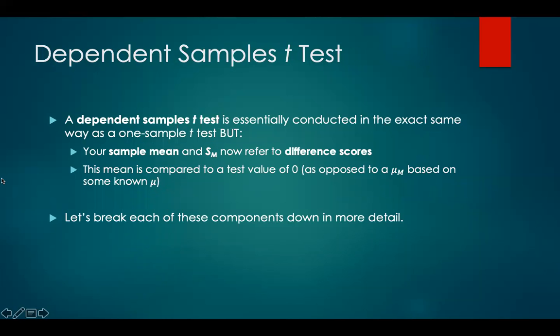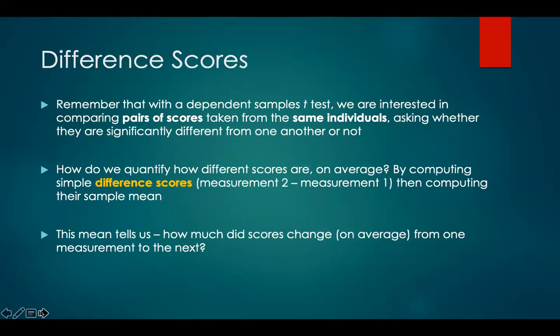And a dependent samples t-test is essentially conducted in the same way as a one sample t-test, but your sample mean and S of M now refer to different scores. The mean is compared to a test value of 0 as opposed to a mu of M based on some known mu or population mean. Now let's break each of these components down in more detail.